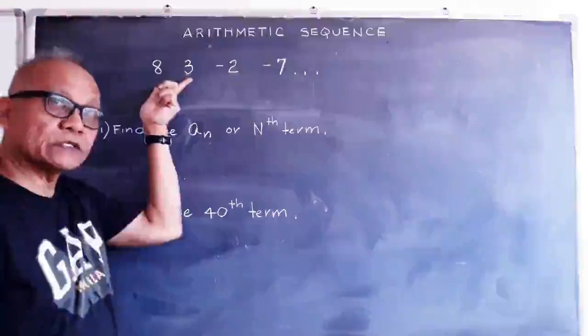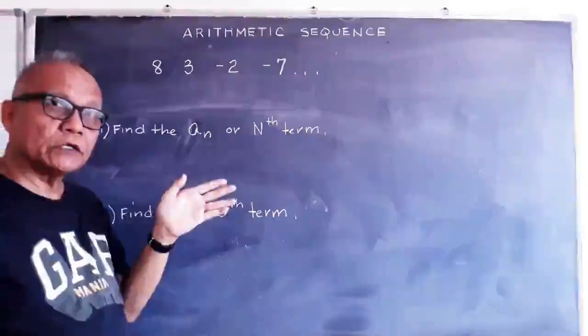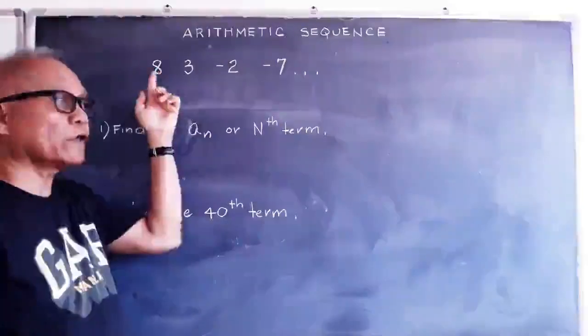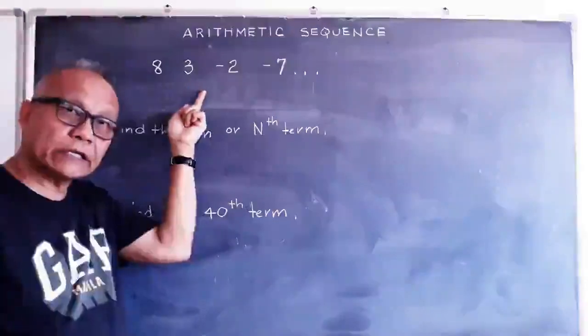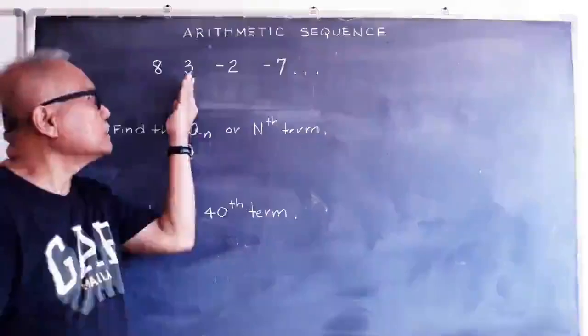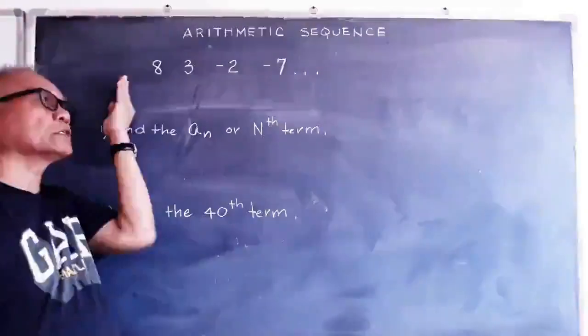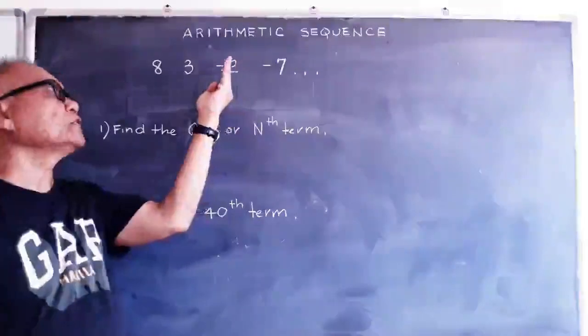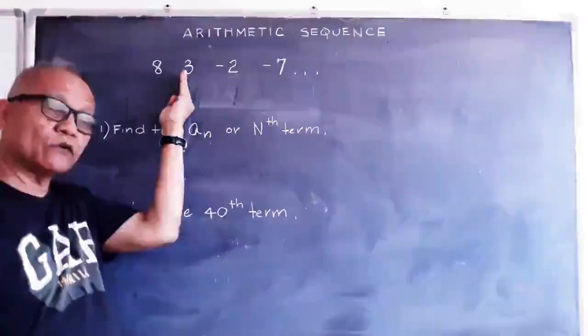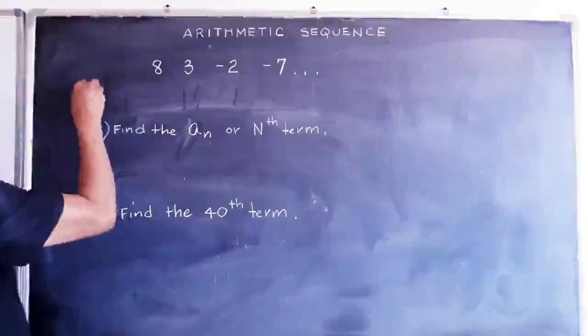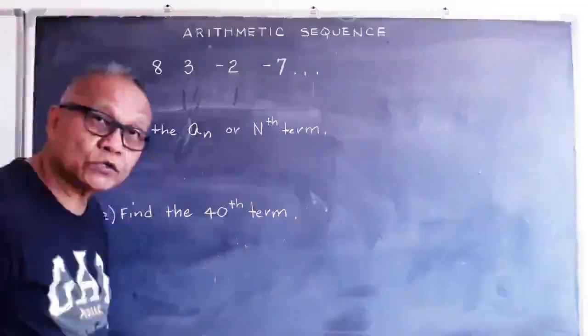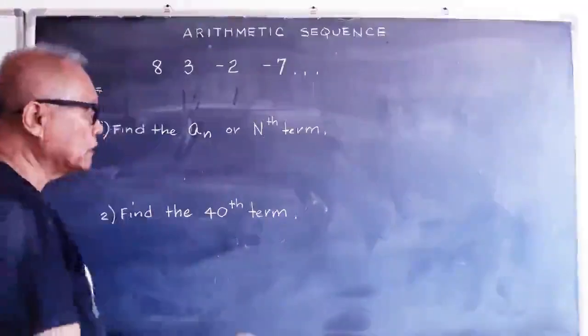So let's have first this one. You see, don't subtract 3 from 8 here. It's not 8 minus 3. It is always this minus this. This minus this. Okay? Don't forget that. So let's find the difference, because we will use the difference always.